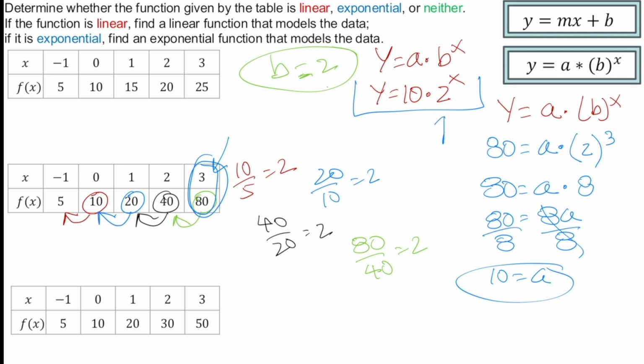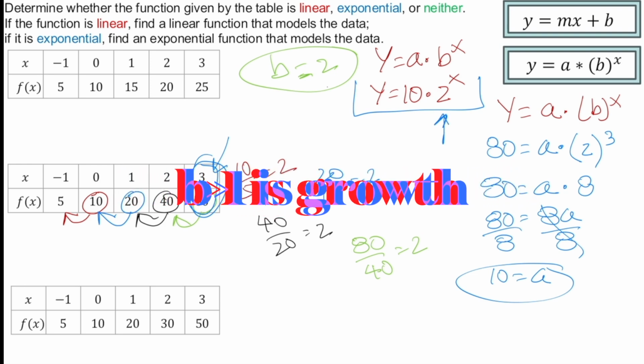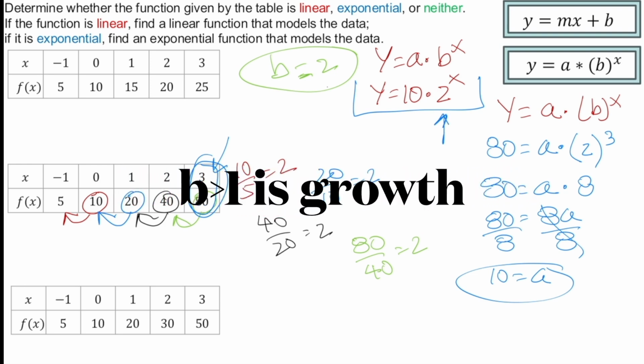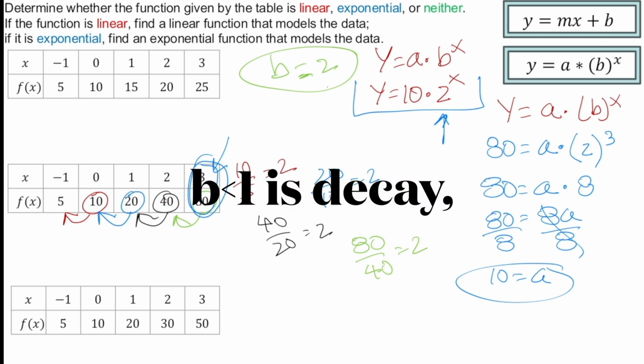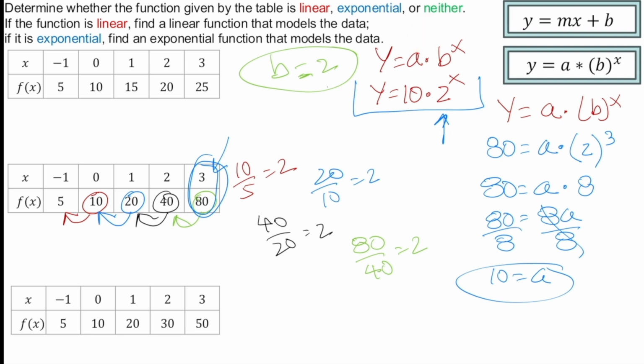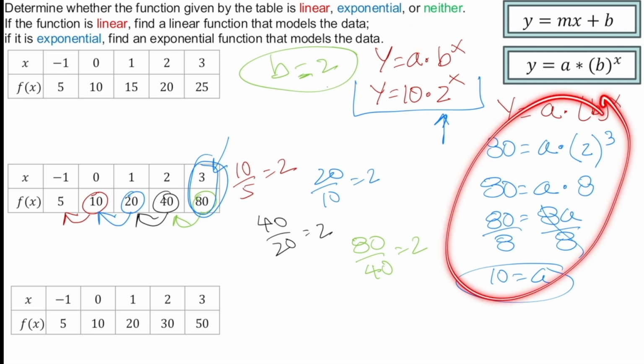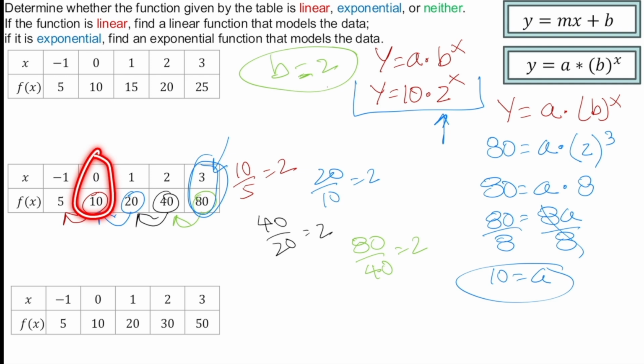Like I said before, the 2 is my growth factor. If it's a number greater than 1, it's a growth factor. And this value is my initial value, which is the a. And we didn't have to do all this. Let me just show you something. Look at this. When the x is 0, the y is 10. That's my initial value, which basically is the y-intercept.